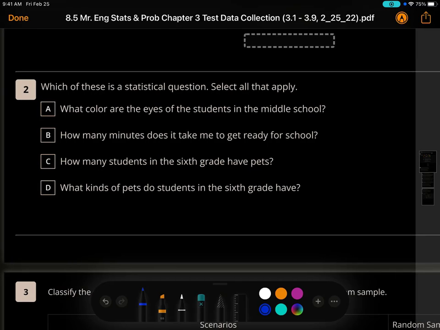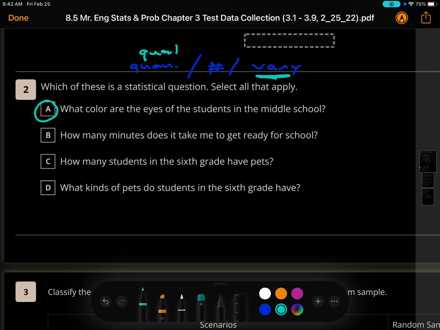Question number 2, which of these is a statistical question? A statistical question should give you a quantitative, which is basically a number, and the main point of this is that your data will vary. Question A, what color are the eyes of students in the middle school? Are you going to get varying different types of answers? Yes, you are. And it can also be, forgot to throw that in, it can also be qualitative, but the idea is that it varies.